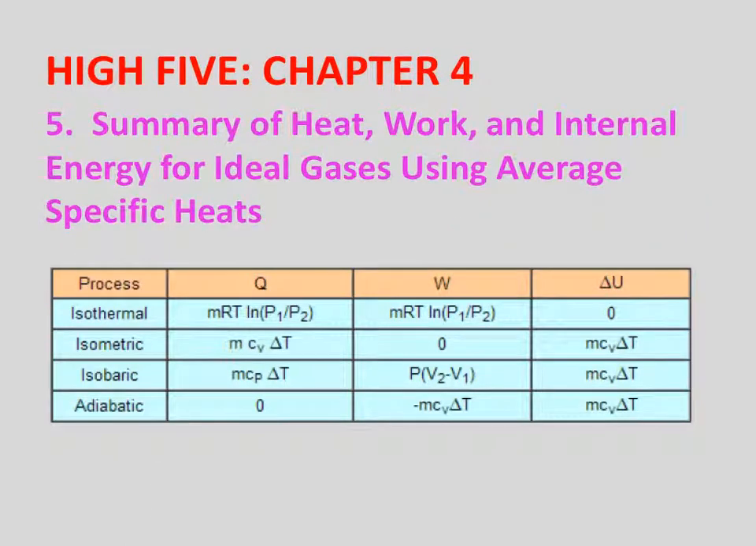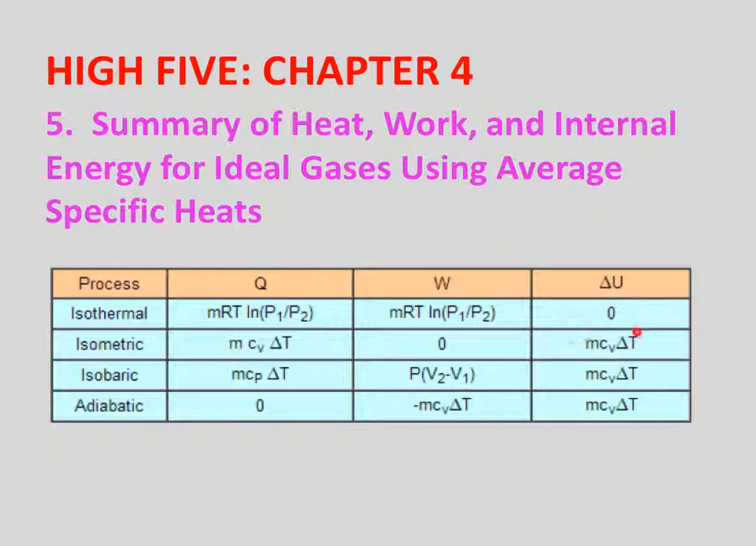For all four processes, isothermal, which is constant temperature, isometric, which is constant volume, isobaric, which is constant pressure, and adiabatic, which is no heat transfer, we have the Q value, heat transfer, work value, and the change in internal energy. Here are all of these equations shown relating Q, W, and delta U in terms of specific heats.